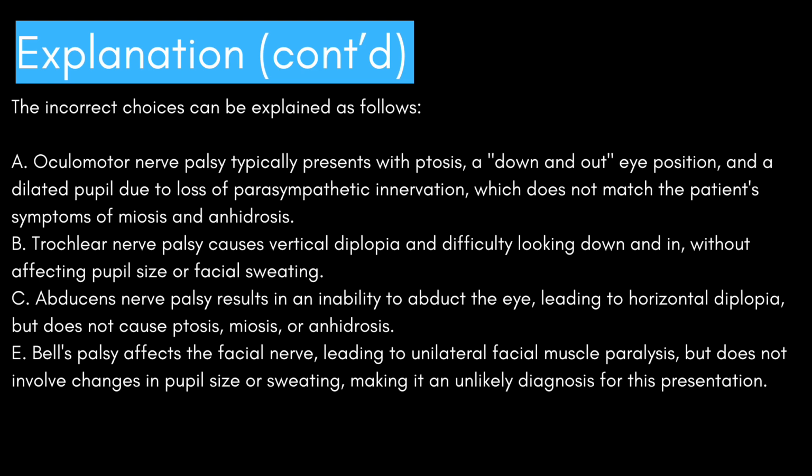B. Trochlear nerve palsy causes vertical diplopia and difficulty looking down and in without affecting pupil size or facial sweating. C. Abducens nerve palsy results in an inability to abduct the eye, leading to horizontal diplopia but does not cause ptosis, miosis, or anhidrosis. E. Bell's palsy affects the facial nerve, leading to unilateral facial muscle paralysis, but does not involve changes in pupil size or sweating, making it an unlikely diagnosis for this presentation.